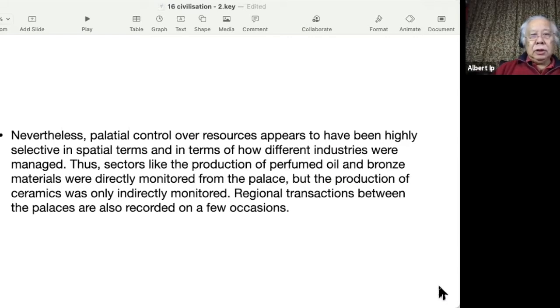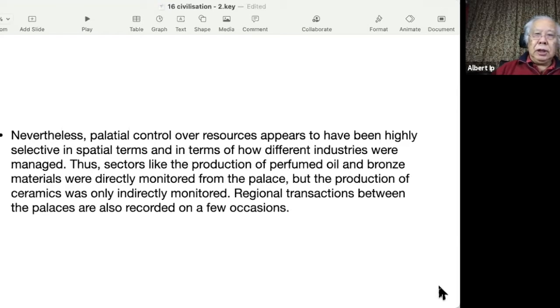Nevertheless, the palace's control over resources appears to have been highly selective in spatial terms and in terms of how different industries were managed. Thus, sectors like the production of perfume and bronze materials were directly monitored from the palace, but the production of ceramics was only indirectly monitored. Regional transactions between the palaces were also recorded on a few occasions. That also reminds me of the way the Chinese dynasties have been operating throughout the last couple of thousand years.